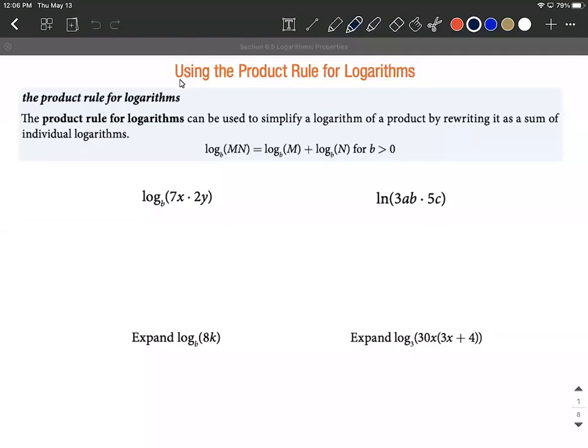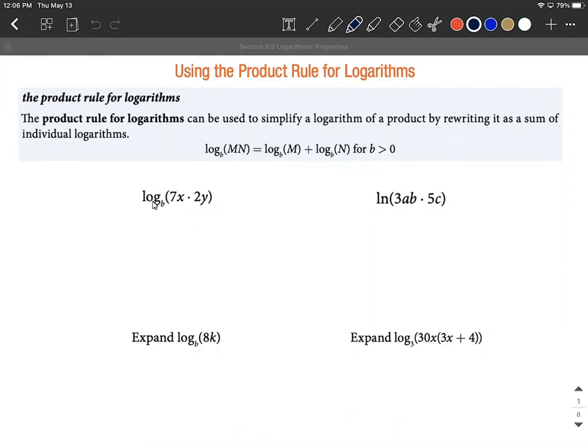Okay, we're going to be using the product rule for logarithms and expanding logarithms out. So what the product rule says is if we have two things that are multiplied together on the inside of a logarithm, we're allowed to split these apart and put each factor inside of its own logarithm and separate these by addition signs. This is assuming that our base is positive, which it always has to be for a logarithm.